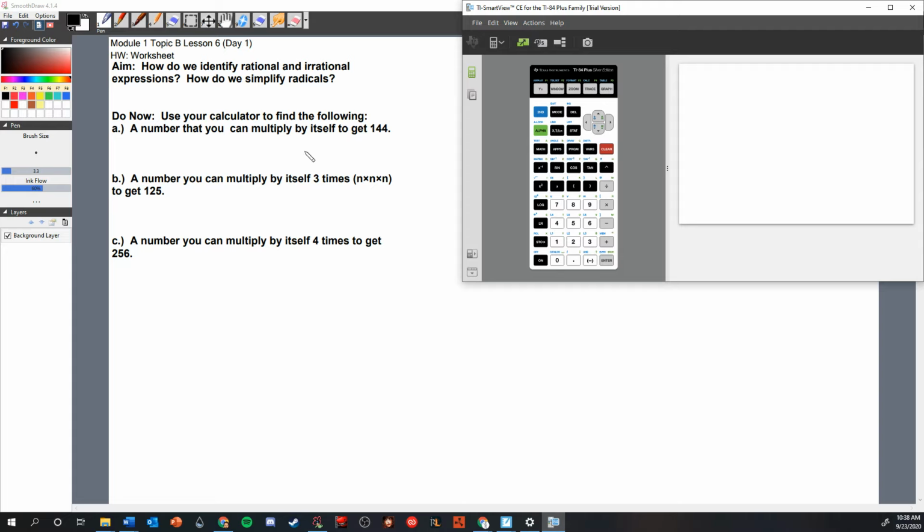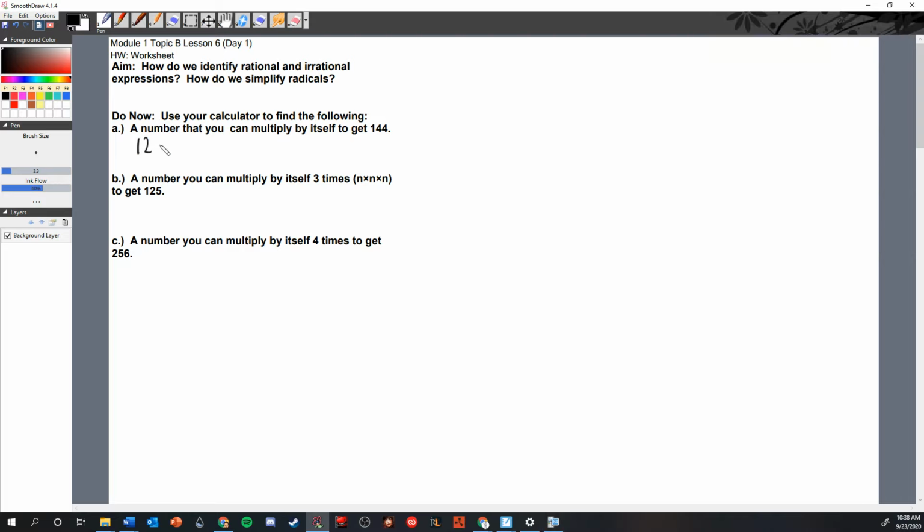Okay, so let's see. We needed to find a number that we can multiply by itself to get 144. If you got 12 times 12, good job. Another way we can write 12 times 12, of course, is 12 squared, or 12 with a little exponent 2.